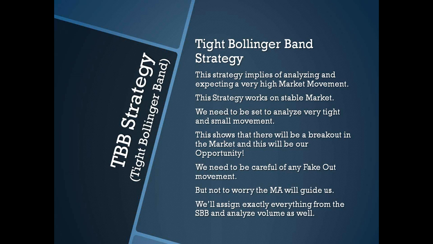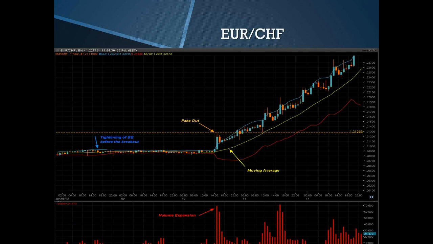I'm going to bring in something that I worked on for a few months with a special client, and I'm sure that some of you already know that I'm talking about clients that reached hundreds of thousands very quickly. Remember that we need to be careful of any fake out movements. I'll explain what a fake out movement is. And remember that the moving average is kind of the key of the Bollinger Band, so one can't do without the other. We're going to assign everything exactly like we did on the SBB.